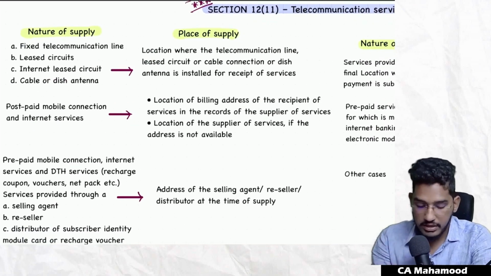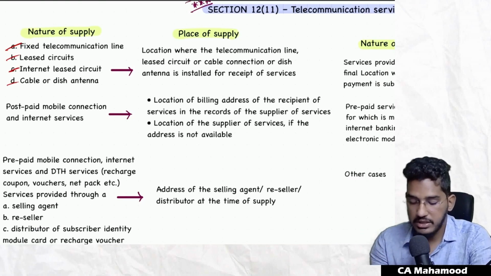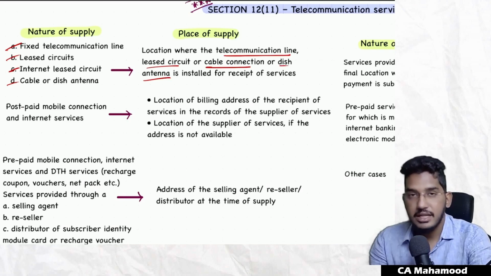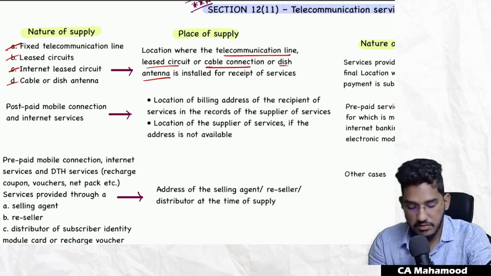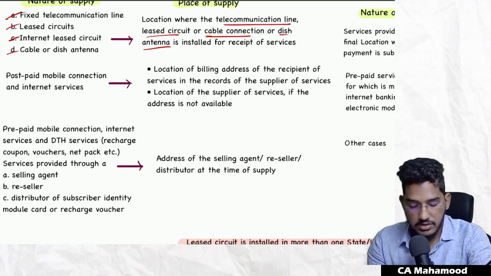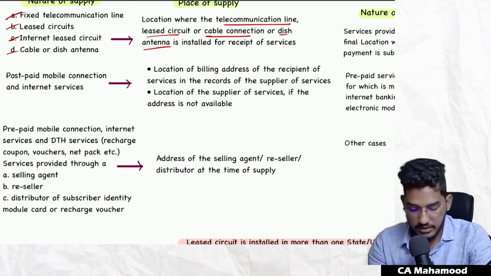So first, what we have understood: for fixed telecommunication line, leased circuit, internet leased circuit, cable, dish or antenna, the place of supply will be the location where the telecommunication line, leased circuit, cable connection or dish antenna is installed. That place of installation will be the place of supply. Sir, what about postpaid mobile connection and internet services? The location of billing address which is available in the supplier's records. If not there, location of supplier of services.